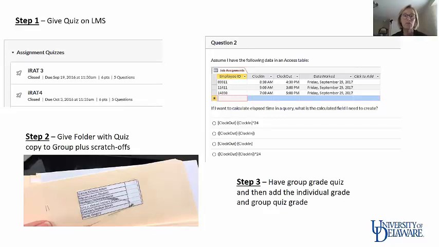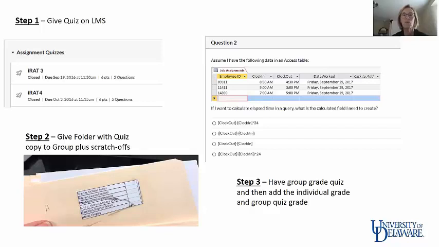Then I hand out a folder, that's my step 2, that contains a hard copy of the quiz so they can read it as a group again, and also the scratch-offs. Then they answer the questions, and this is an example of a question I have on the slide. And then step 3, they grade their own scratch-off quizzes as I go through the correct answers on the board and talk to them about it. And then I collect those folders and I type those grades into the course management system and add the 2 grades up to give that grade for the IRAT and the TRAT together.